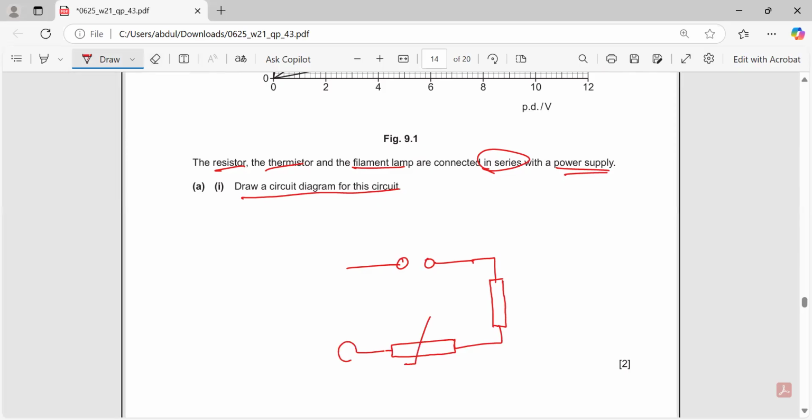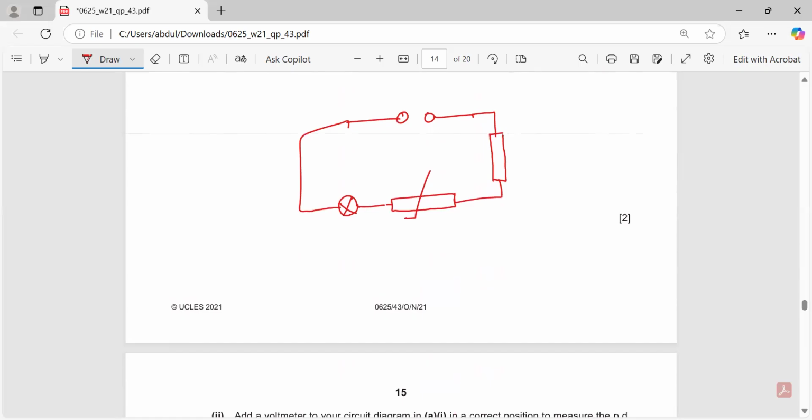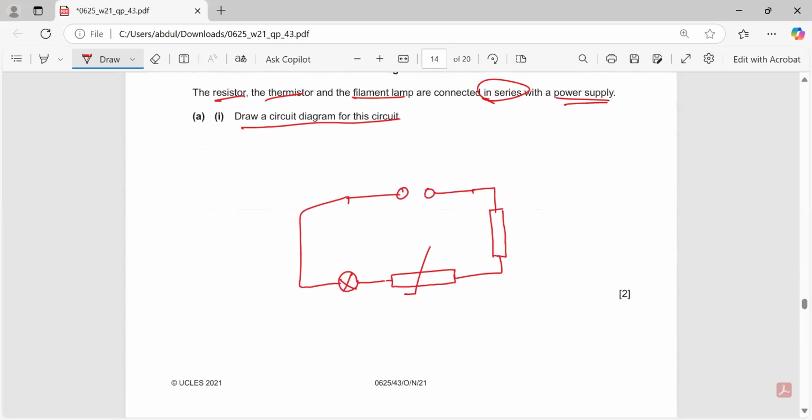And then a lamp. So all are connected in series. Then add a voltmeter to your circuit diagram in the correct position to measure the potential difference across the resistor. We know if we are supposed to measure the potential difference across resistors, so the voltmeter should be connected across the resistor. 1 mark.